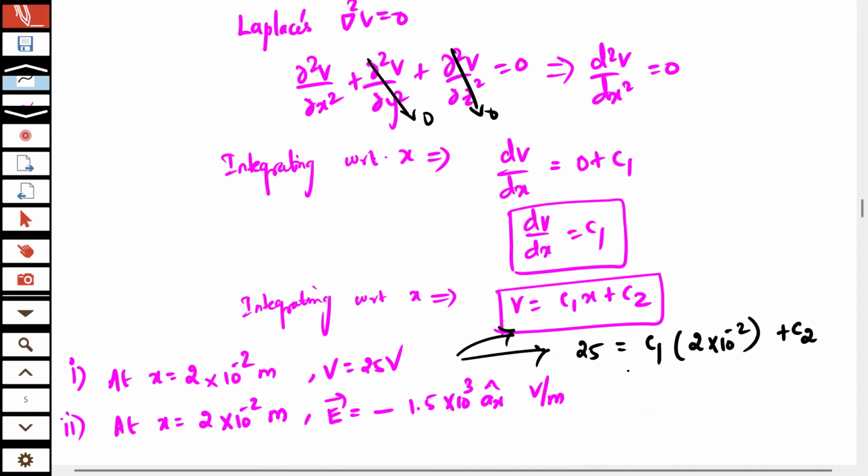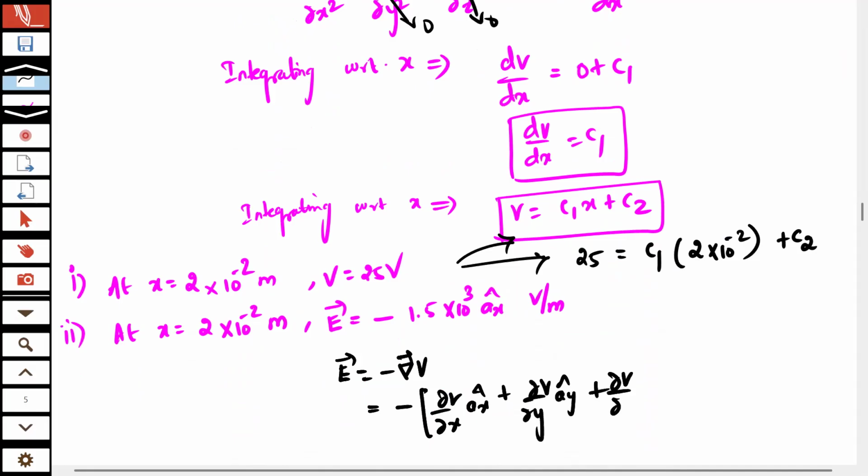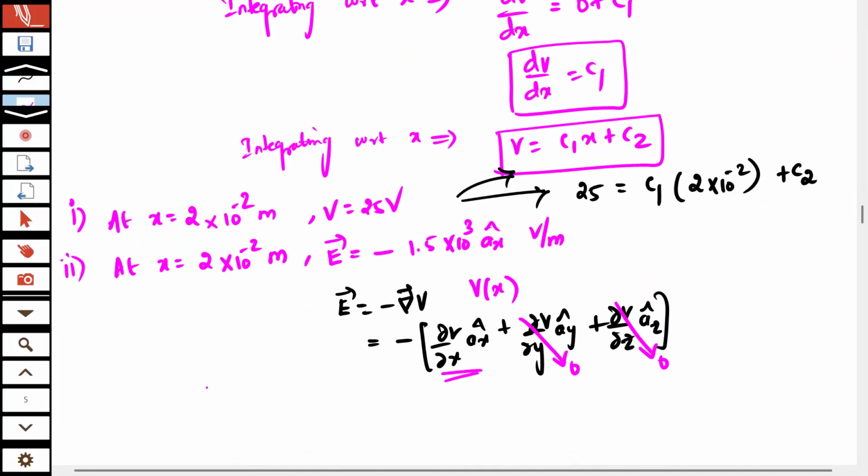Second thing we need to apply for electric field intensity. For electric field intensity, we know the expression is minus del V, and we will be writing the formula minus dou V by dou x ax cap plus dou V by dou y ay cap plus dou V by dou z az cap. And also in the question it is given potential V is a function of only x. In that case, differentiation with respect to y and z will be 0. We will be having only one term, that is differentiation with respect to x. So it is minus dV by dx ax cap.